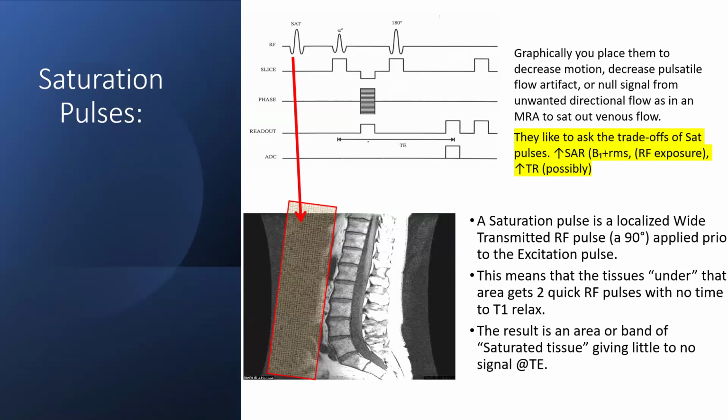So SAT pulses is an RF pulse that you graphically put in. You guys have done this a million times. I know you have. Okay. And it just puts in a wide transmitted bandwidth right here, for example. And that tissue got an RF pulse ahead of the regular imaging sequence. So here's your spin echo, for example, but it got an RF pulse before it got the excitation pulse. So this tissue right here that's in the red box got 2 excitation pulses very quickly. No time to T1 relax. What happens to that tissue when it doesn't T1 relax?